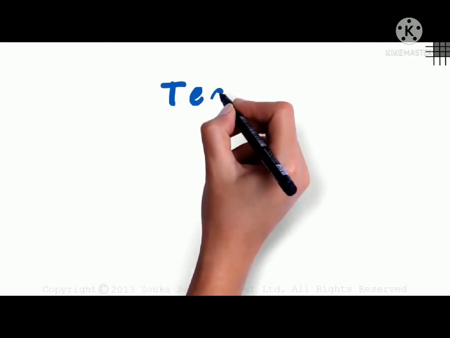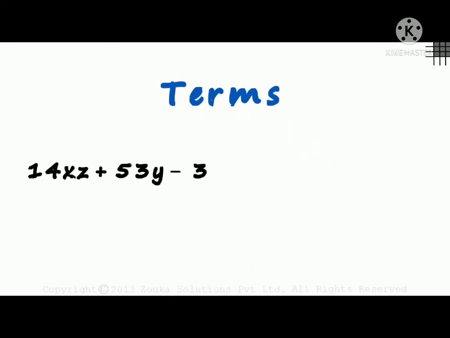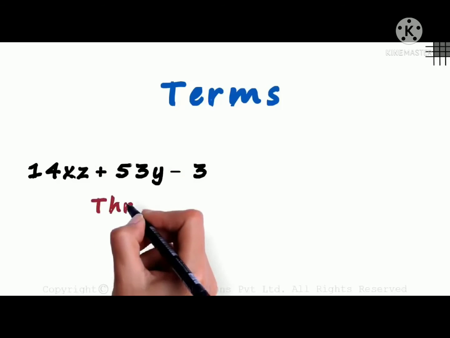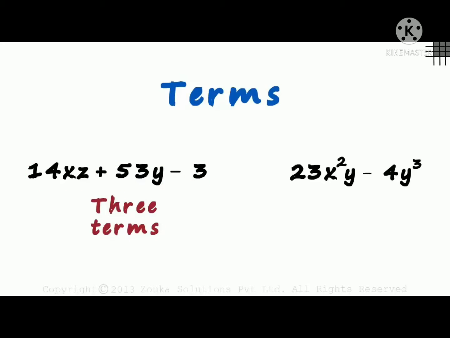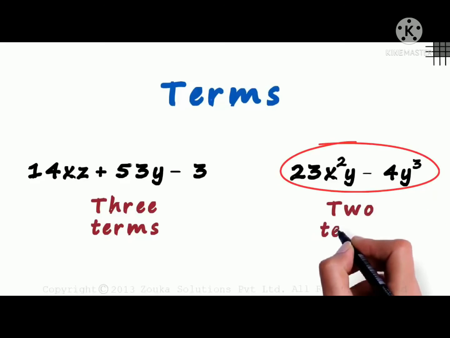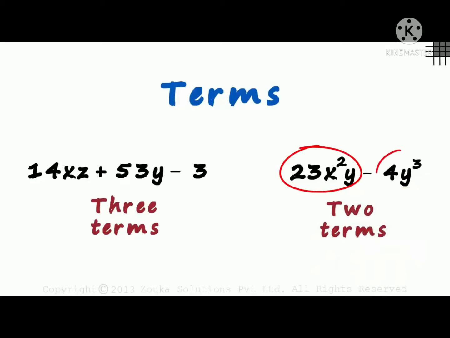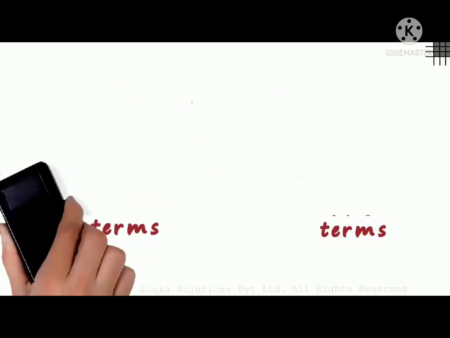Before we understand what polynomials are, let's look at the concept of terms and expressions. 14xz plus 53y minus 3. There is a plus as well as a minus sign here, which means that we have three terms: 14xz, 53y, and 3. The second expression is 23x squared y minus 4y cubed. This expression has just two terms, 23x squared y and 4y cubed.